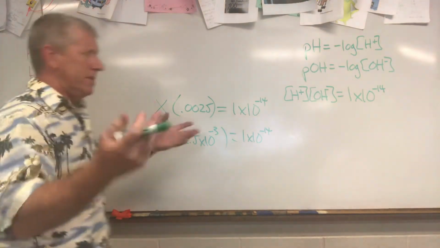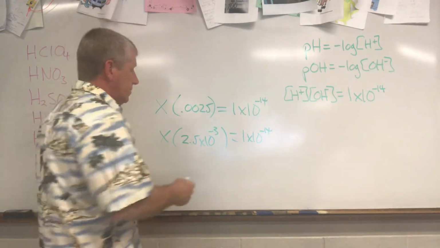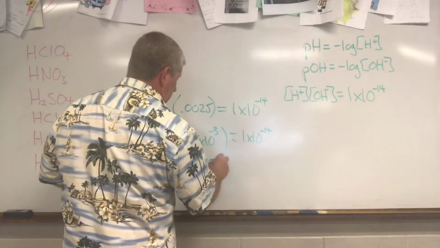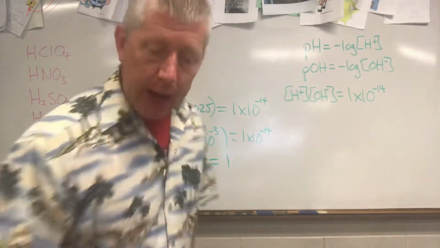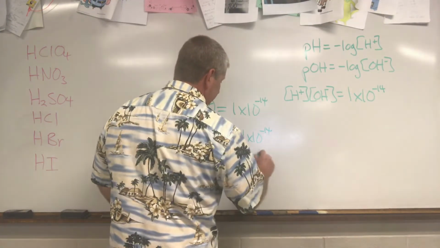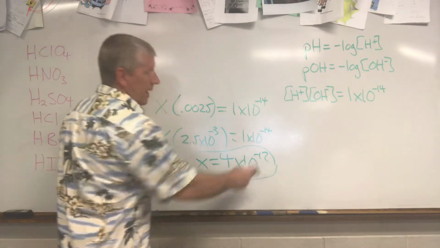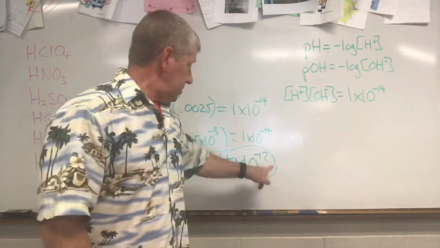I said 10 or 11. That was not considering the 2.5 out in front. So that is small, right? I mean, think about that. That's a small number. 4 times 10 to the negative 12. Look at that number. That's tiny. That's how much hydrogen you have. You have a little tiny amount.